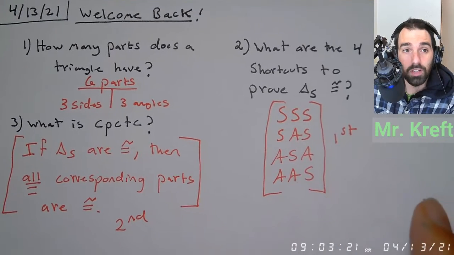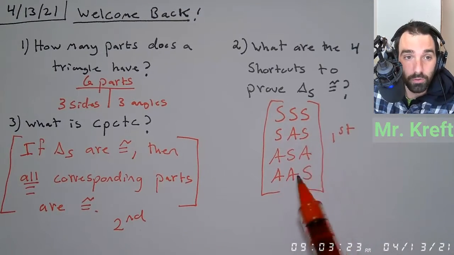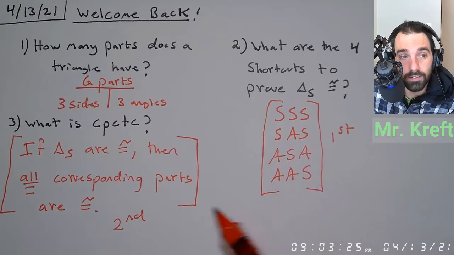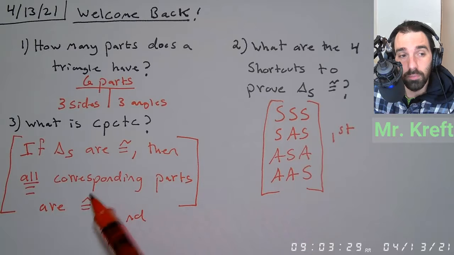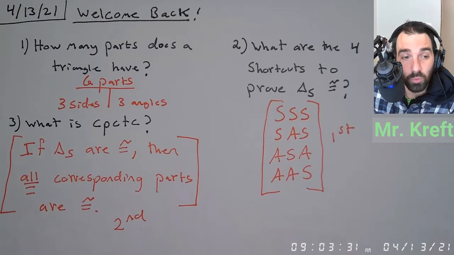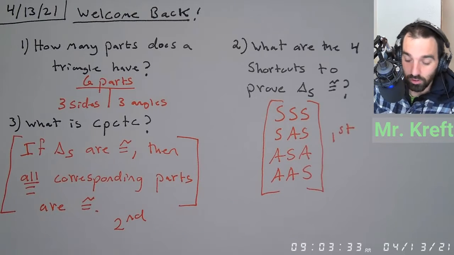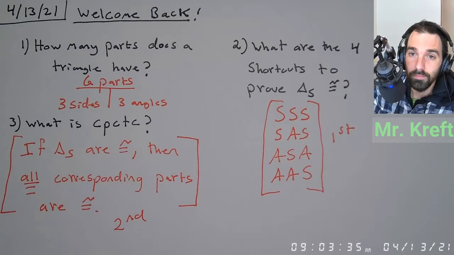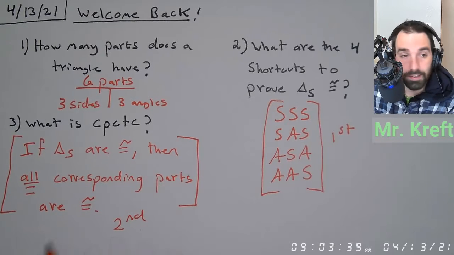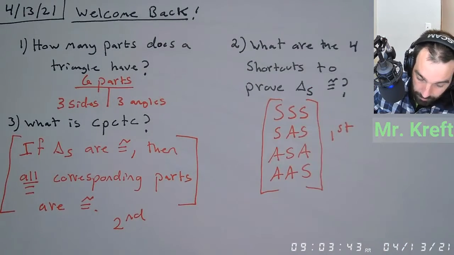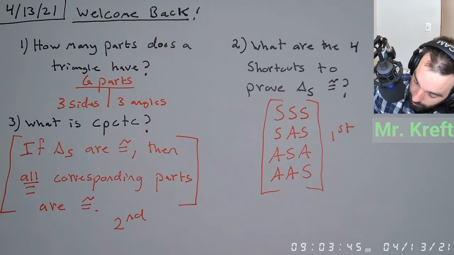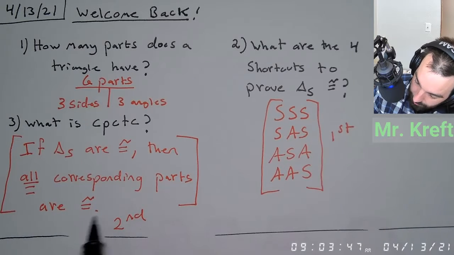Basically, what we talked about is if we can prove that triangles are congruent using one of these shortcuts, then the other 3 parts, because there are only 3 parts here, are going to have to be congruent as well because they're congruent shapes. So that's what we were talking about before break.